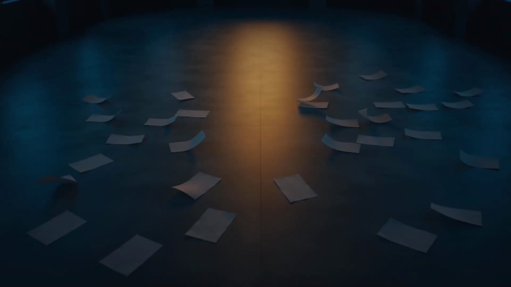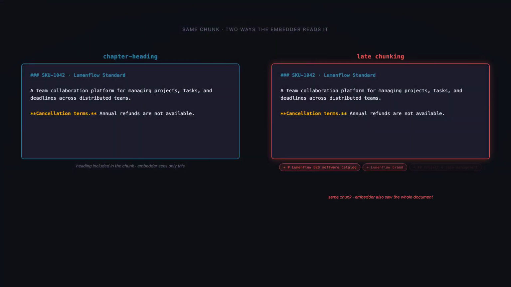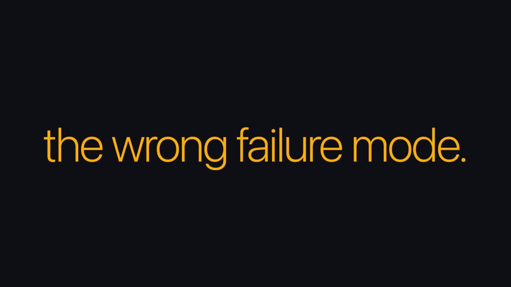And here's the real lesson. Last episode, chapter heading chunking already solved the context problem the cleaner way. Every chunk already carried its heading. Late chunking added document context the chunk didn't actually need. The tool was solving the wrong failure mode.